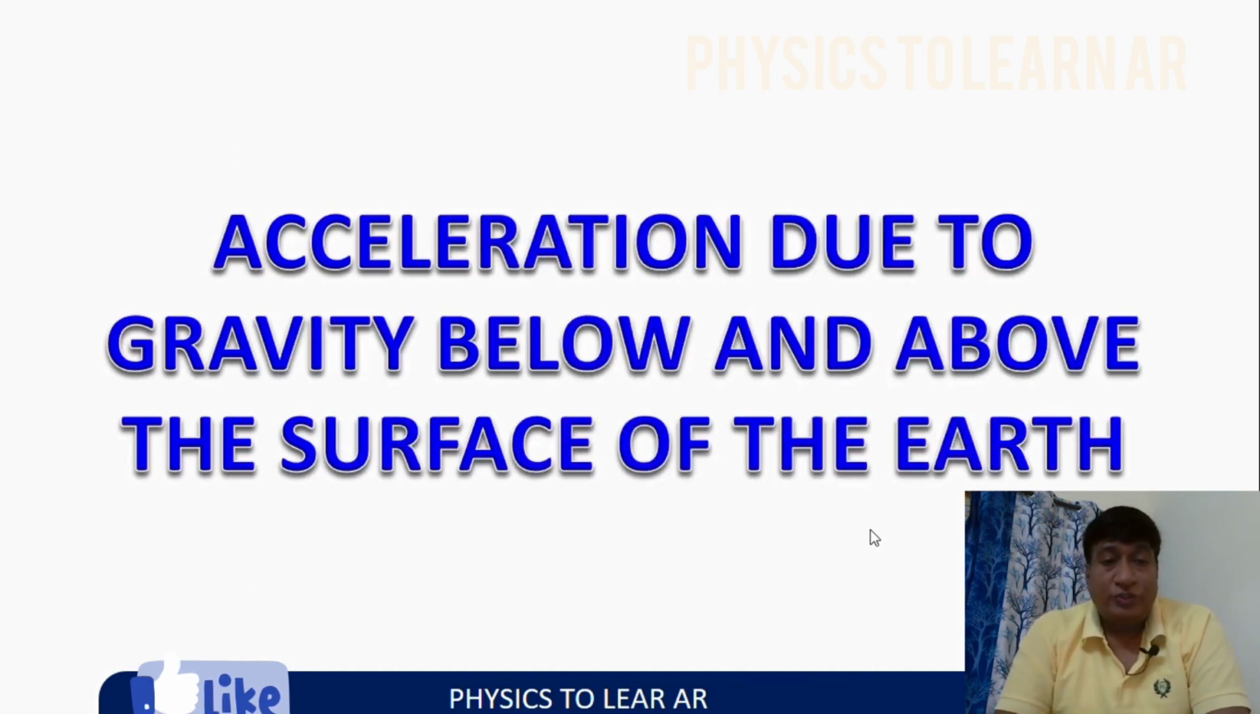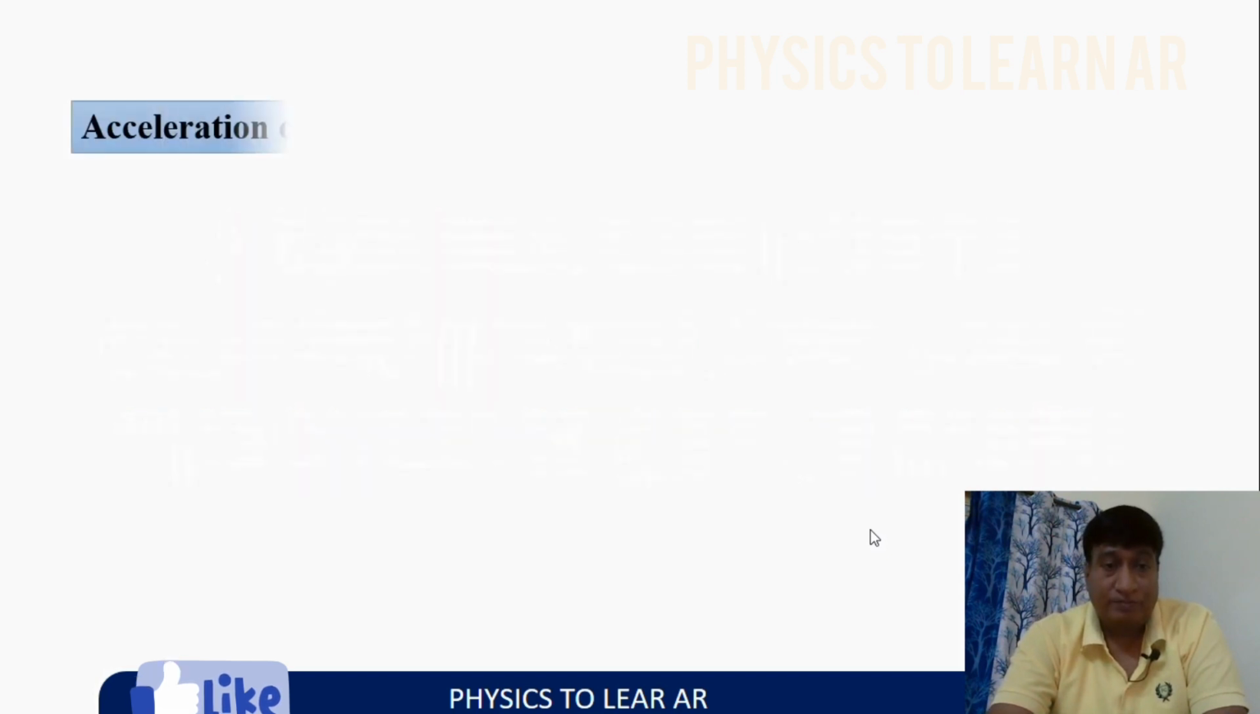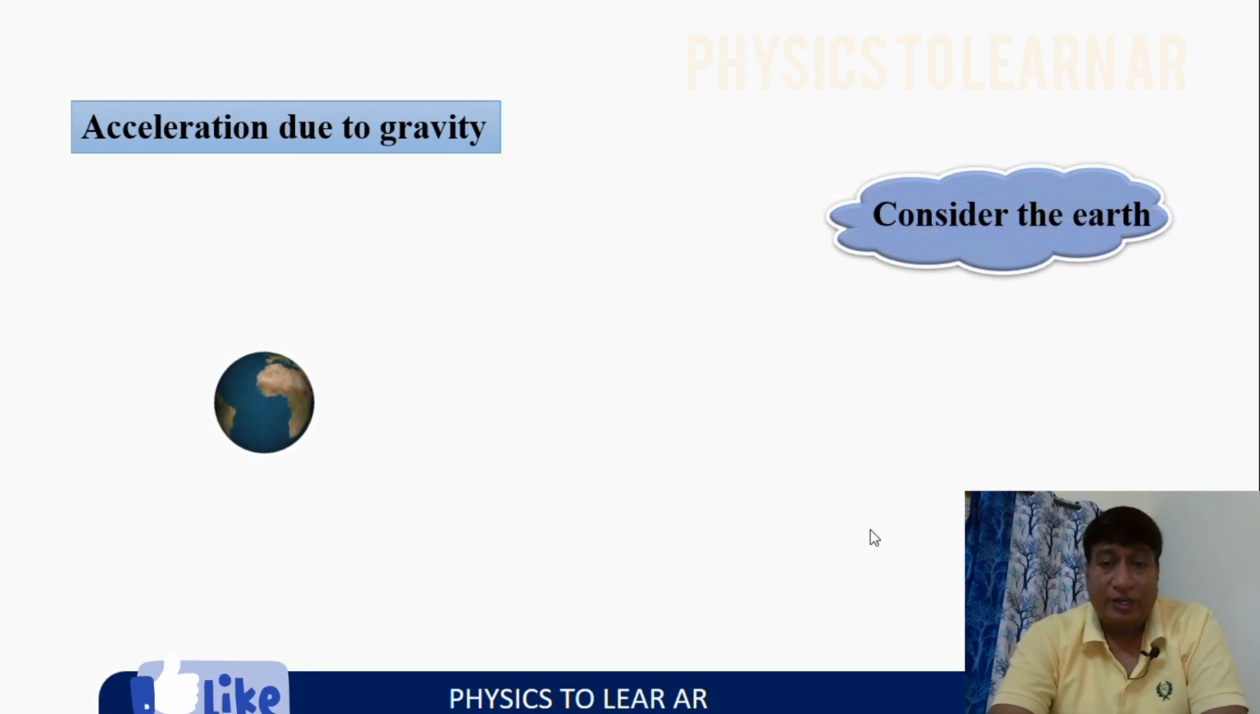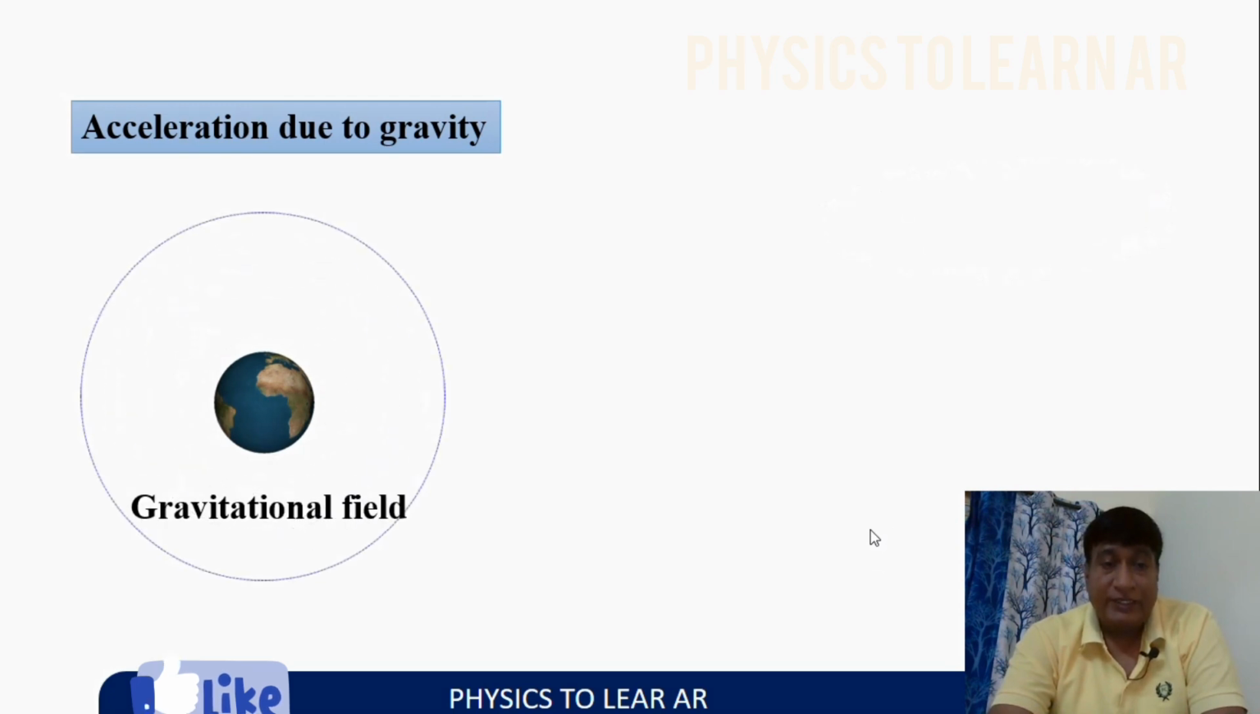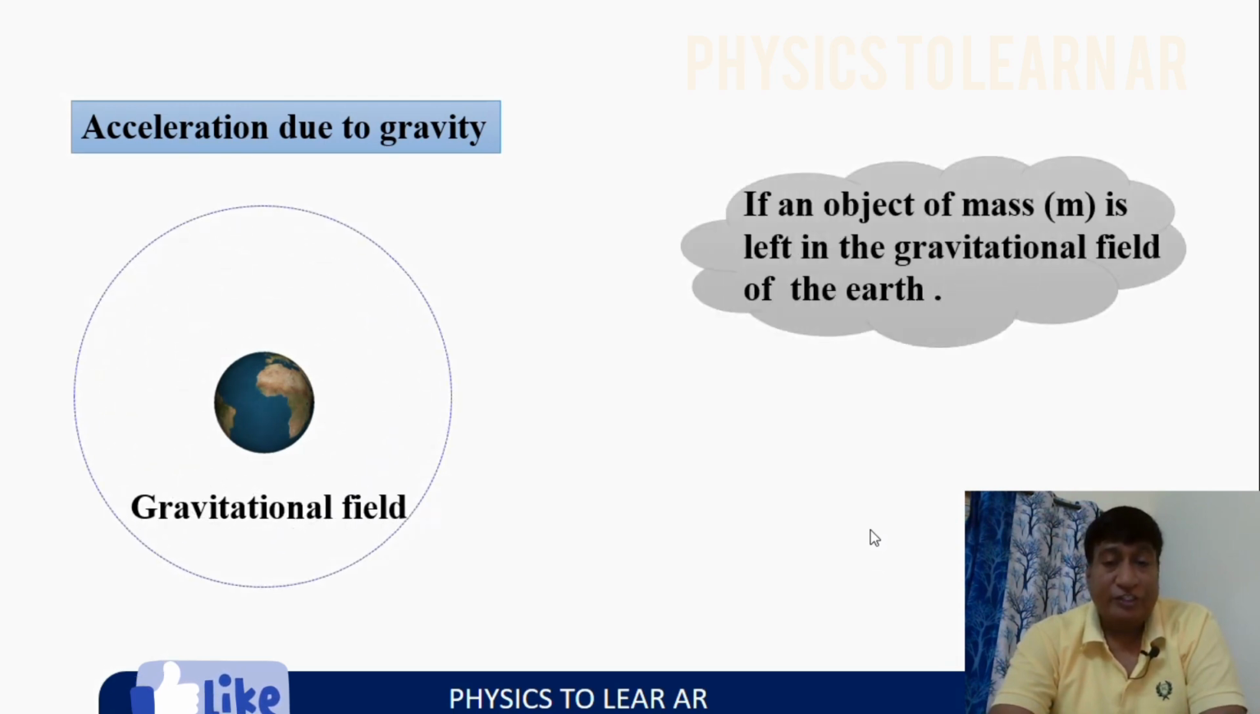Acceleration due to gravity below and above the surface of the earth. How can we explain this? That is the concept we are going to discuss. Acceleration due to gravity, which we have already discussed, I am going to explain the same thing now. Consider the earth. This will be the gravitational field, and we are going to discuss this gravitational field in detail.